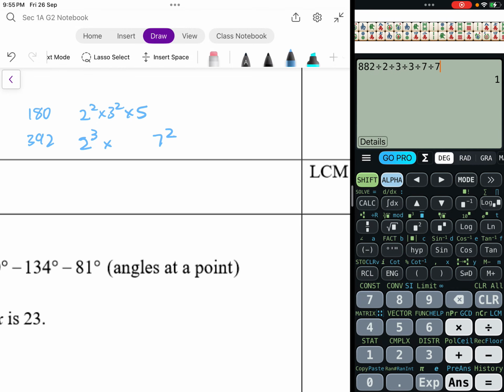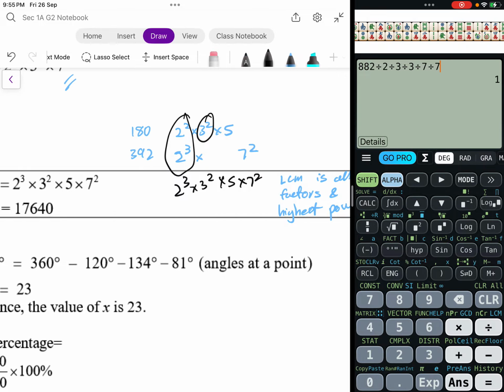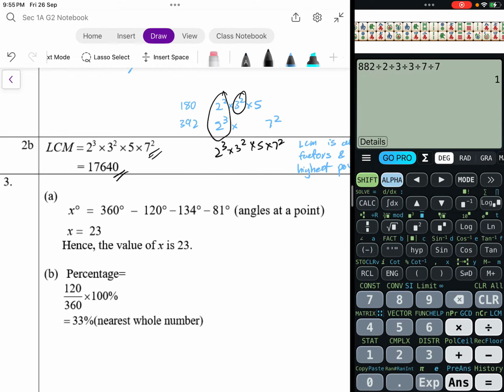So remember, LCM is all factors and highest power. So all factors, highest power. So choose 2 power 3, 3 square, times 5 times 7 square, as shown here. Then use your calculator to get the value. Okay, that's your answer.